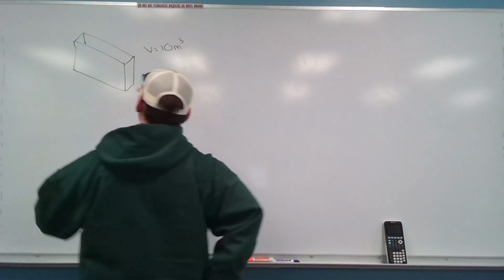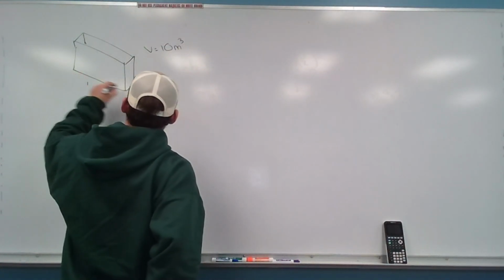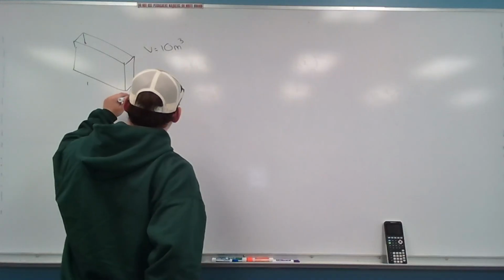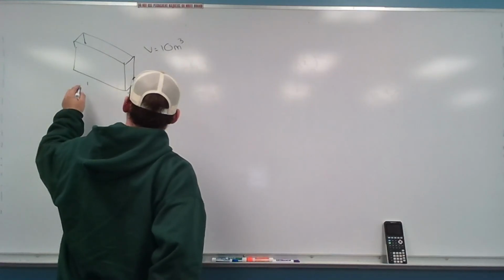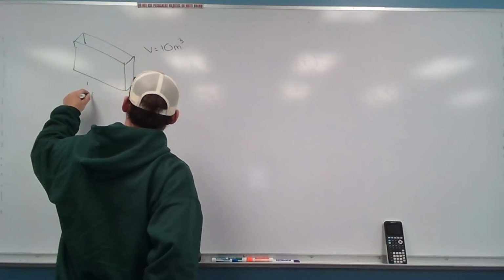So if this is length and this is width, we can say the width is x, the length is 2x.